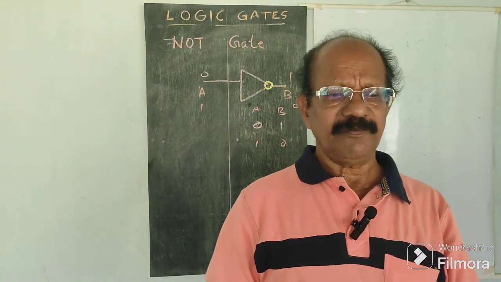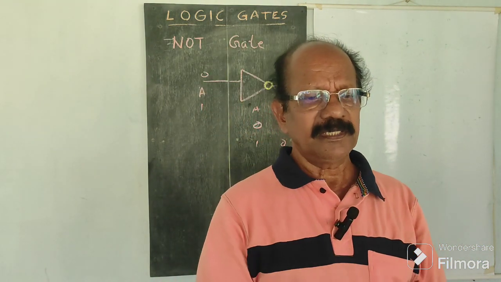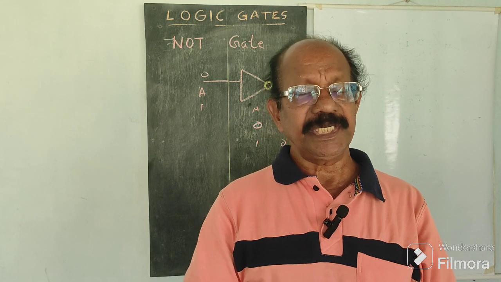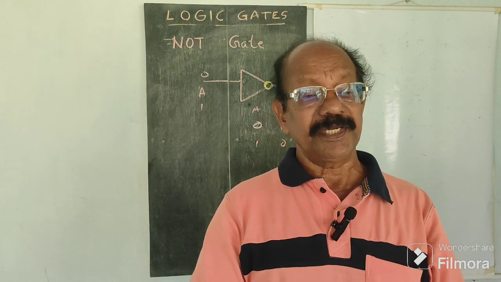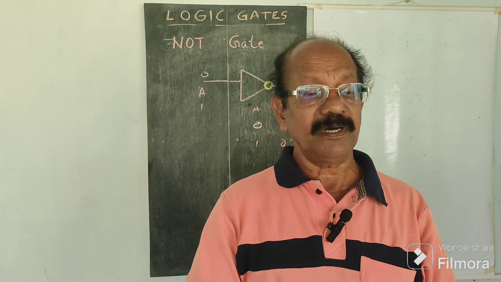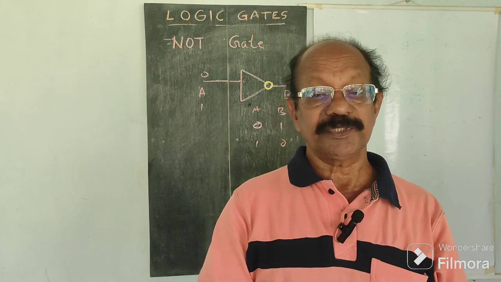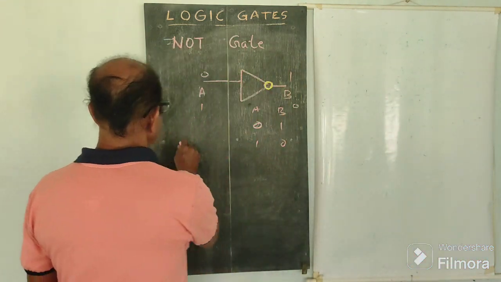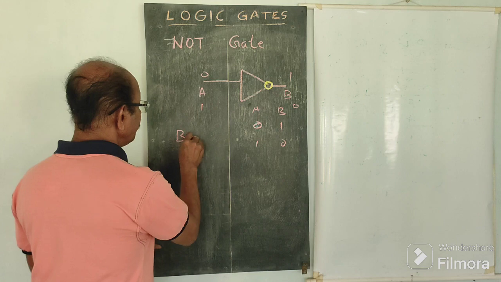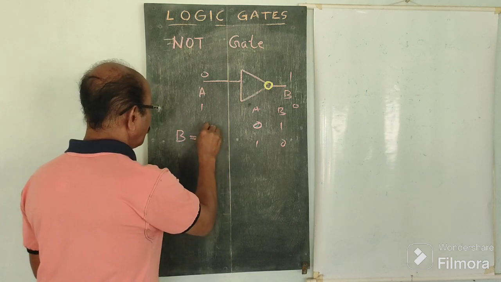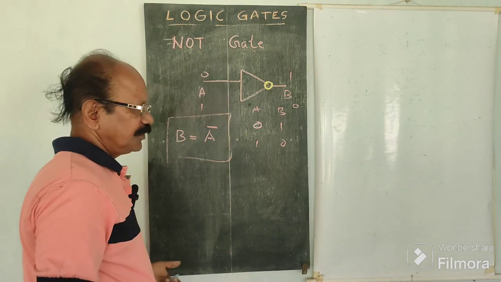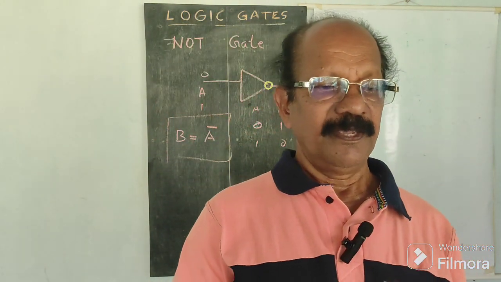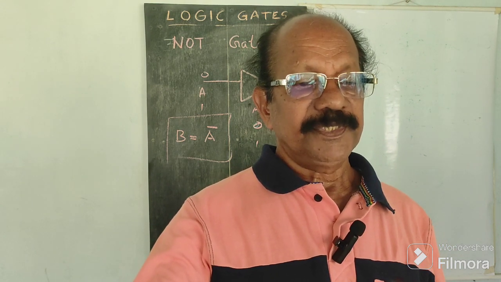The schematic symbol for the inversion is a small circle, which means inversion. The logical symbol for inversion, negation or complementation is a bar. The bar indicates the opposite state. Therefore, the output B is equal to A bar. The opposite state.